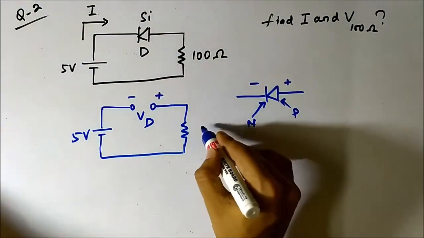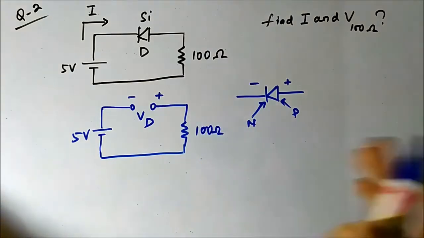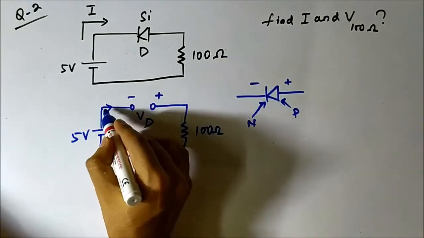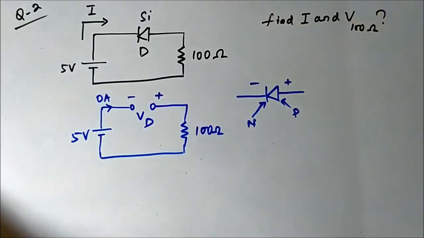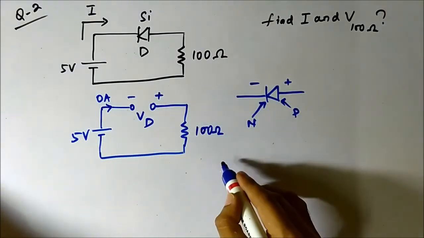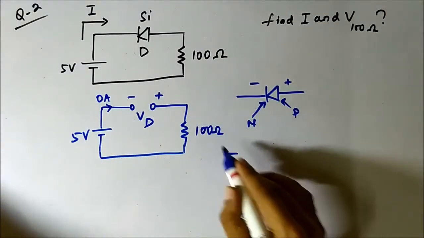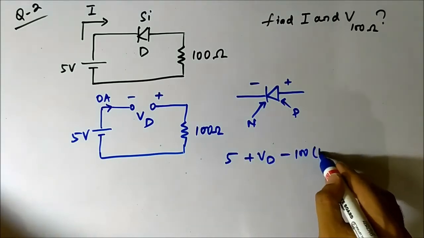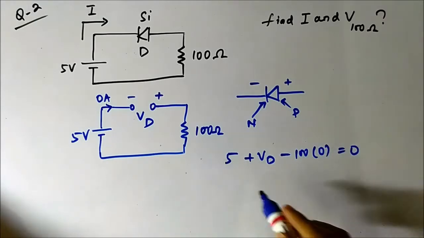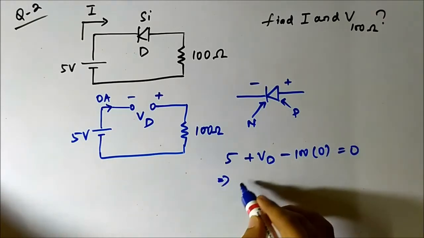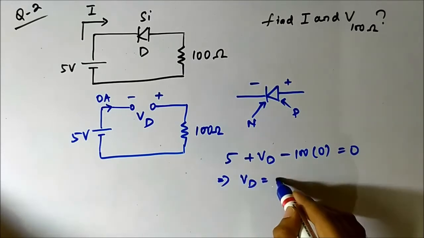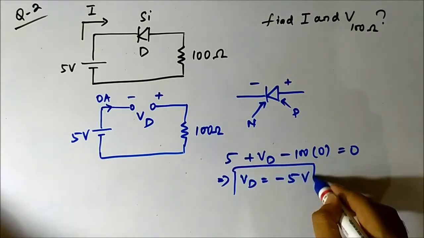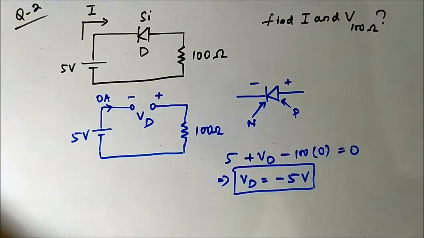So this is the 100 ohm resistor. Now as we have assumed the diode is open circuit, it is off, so 0 ampere current will flow. So the voltage can be determined from the KVL equation: 5 plus Vd minus 100 into 0 ampere current is equal to 0, which implies Vd is equal to minus 5 volt. Vd is equal to minus 5 volt, it's negative.